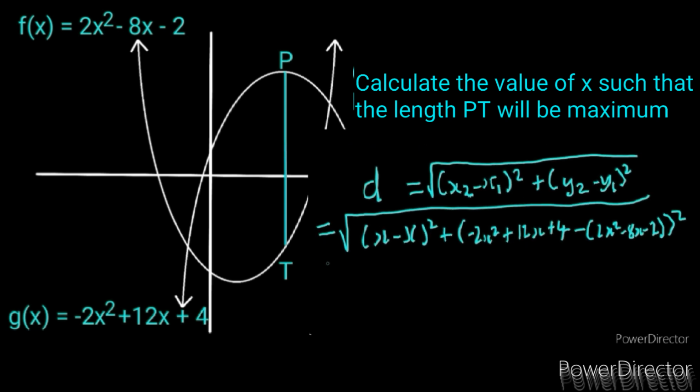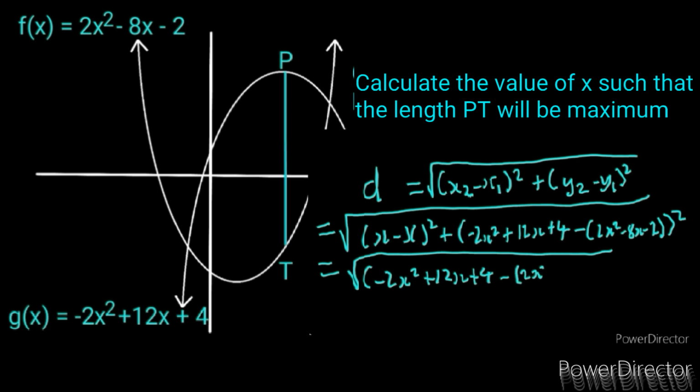Let's go further. Notice that this part is 0, so it simply disappears. Now we're going to be left with the square root of negative 2x squared plus 12x plus 4, minus 2x squared minus 8x minus 2, all squared.